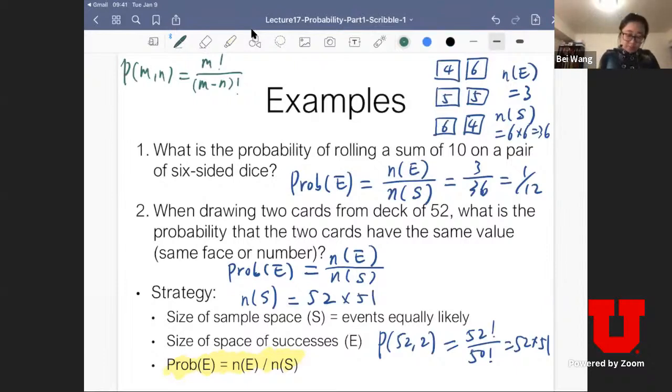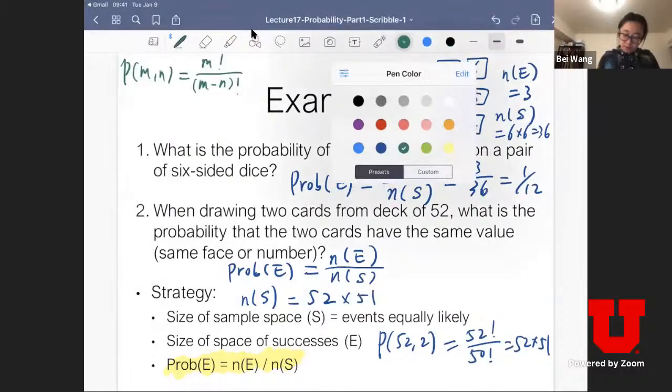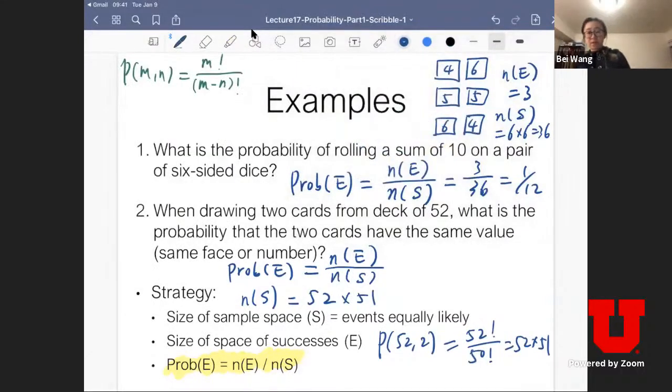Now the second piece we need to figure out is the number of successful events. In this case, a successful event is that I have two cards that have the same value. Okay, so what does that mean really? When I try to figure out the two cards of the same value, I need to figure out what is n of E.